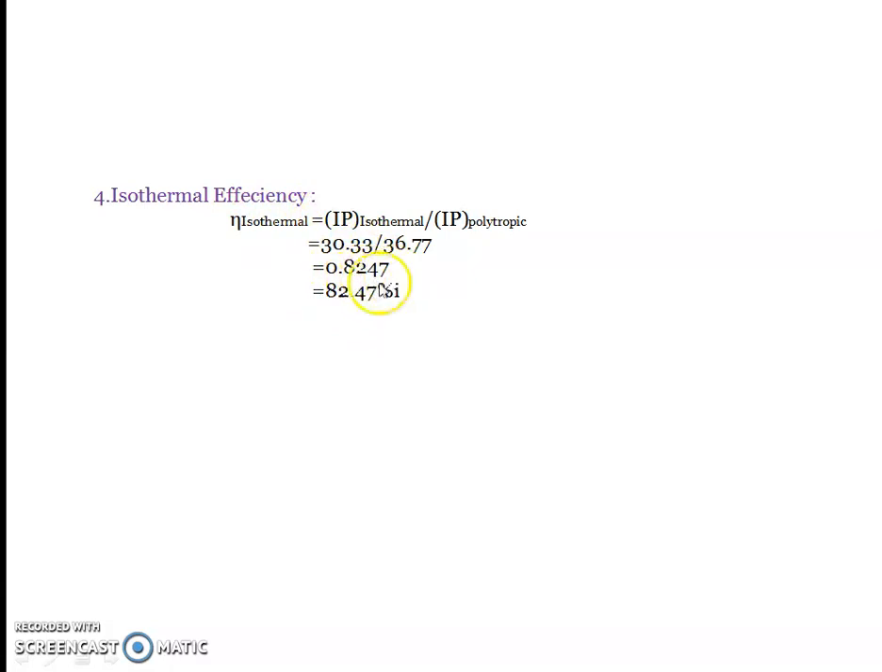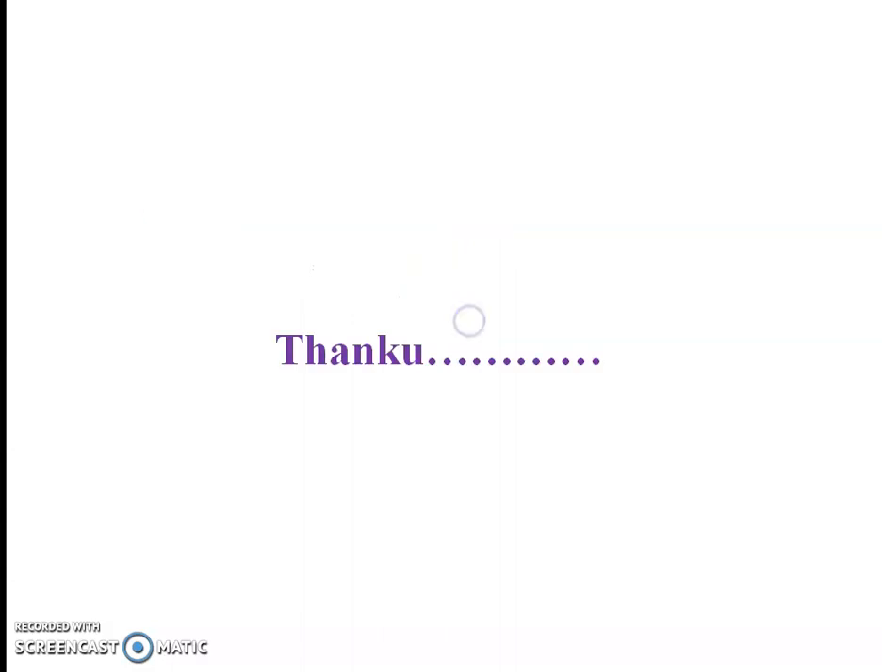In terms of percentage, we have to multiply by 100. That is equal to 0.8247 × 100, that is equal to 82.47. So isothermal efficiency of the single stage reciprocating air compressor is 82.47%.